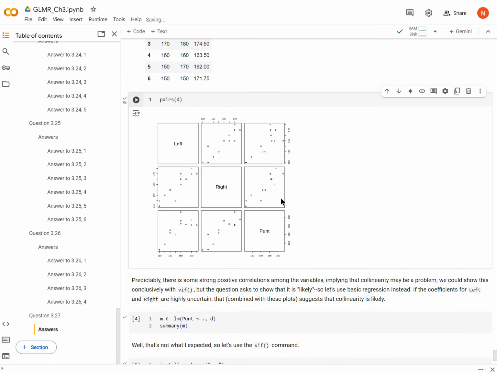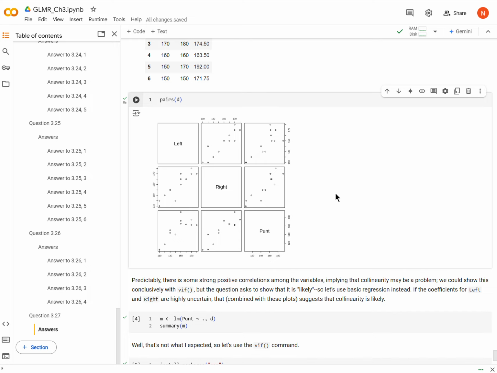If we want to see punt against leg strength, here we have punt, and if I want punt as the y-axis and left leg as the x-axis, it would be this plot in the bottom left, and for right leg as the x-axis and punt as the y-axis, it would be this plot right here.